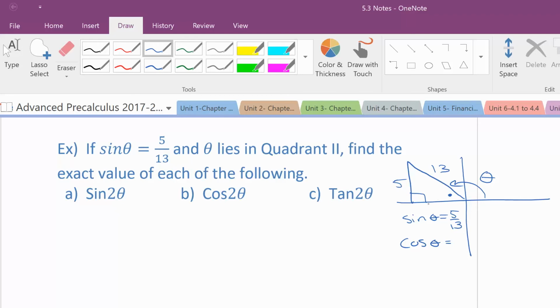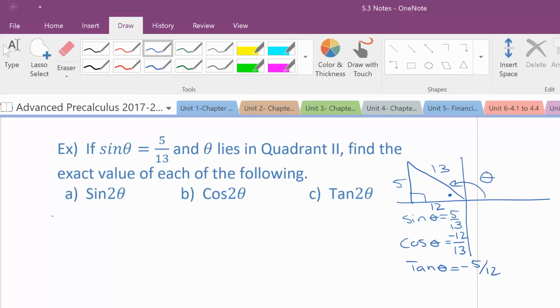Well, you first have to find the missing side. You could do the Pythagorean theorem, or you could know that this is a 5, 12, 13 Pythagorean triple. And since it's in the second quadrant, that means the cosine is negative. So it's negative 12 over 13. The tangent would be negative 5/12.